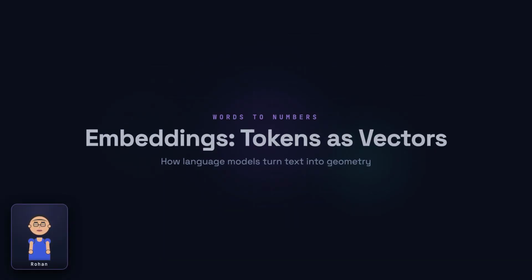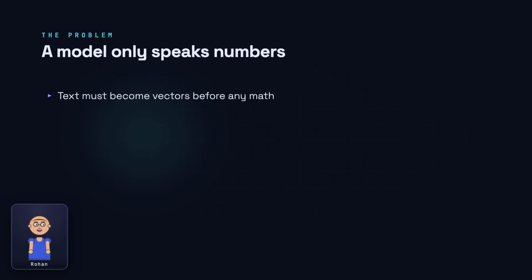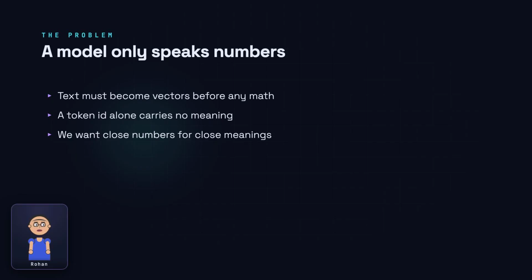Embeddings. First, text is split into tokens, small chunks of characters, and each token gets an integer ID. But an ID like 9084 is just a label. The number 9084 isn't bigger or better than 12. What we really want is a representation where similar words end up as similar numbers. That's the job embeddings solve.